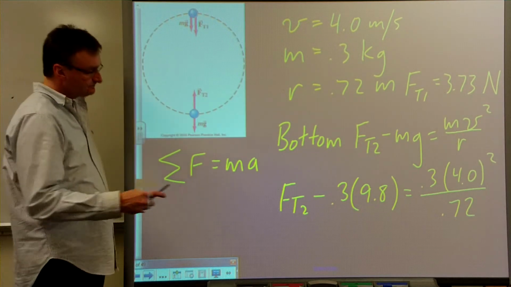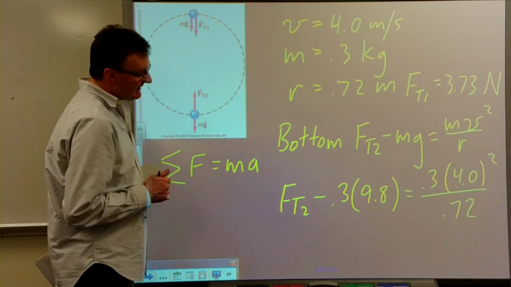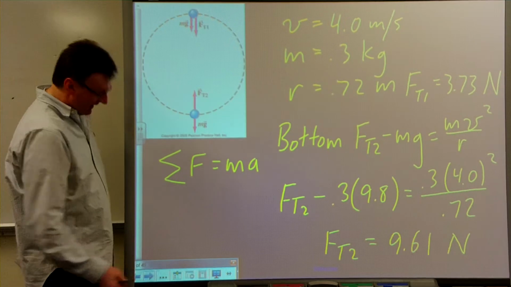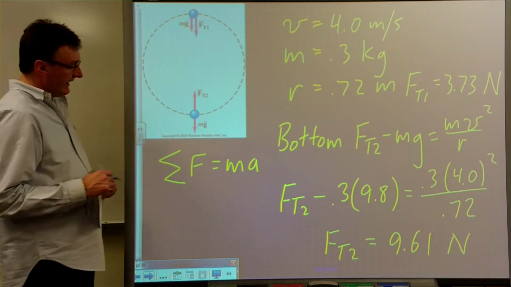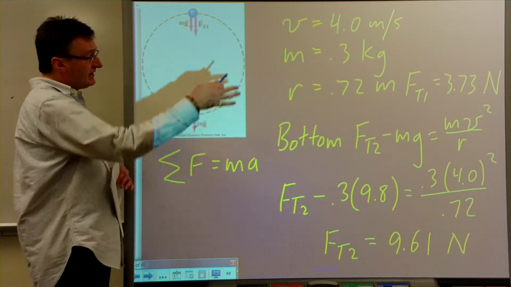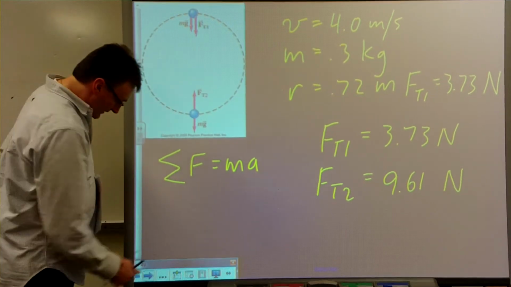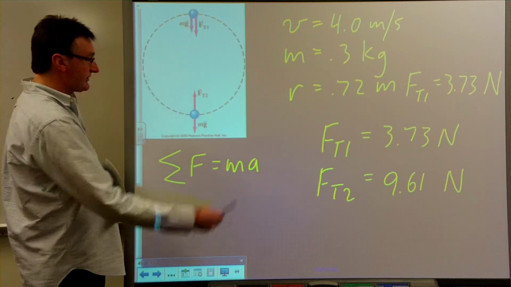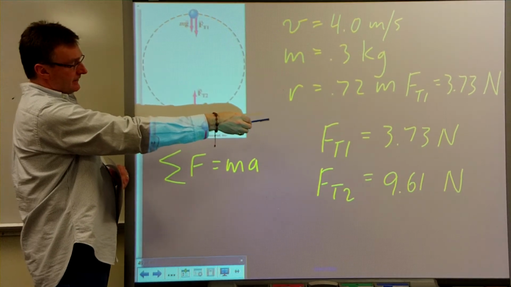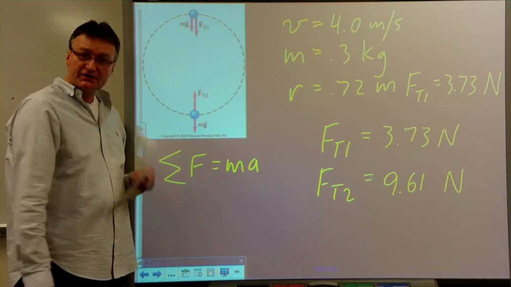So we put the numbers in here, Ft2 minus 0.3 times 9.8 has to equal 0.3 times 4.0 squared divided by 0.72, and I trust you can do the arithmetic on that. And at the bottom here now, we get a tension force of 9.61 newtons, so quite a bit different than at the top of the motion. And so here's our two different tensions now. At the top of the motion, we have a tension force needed of 3.73 newtons. At the bottom, the tension force needs to be 9.61 newtons.